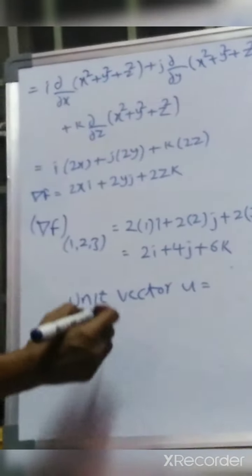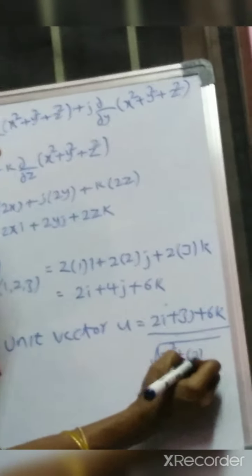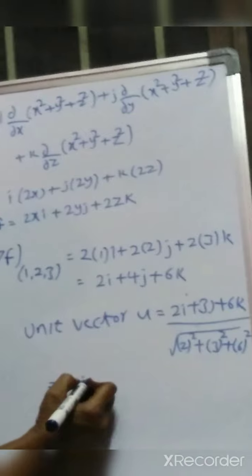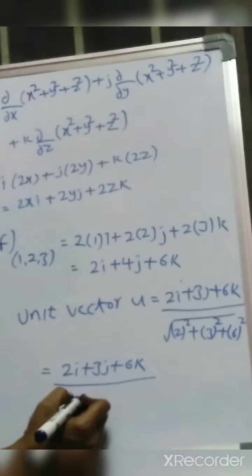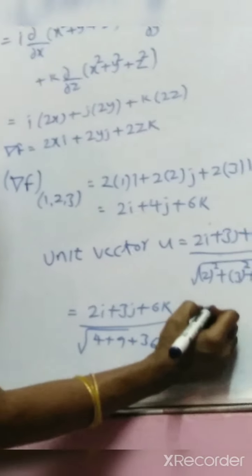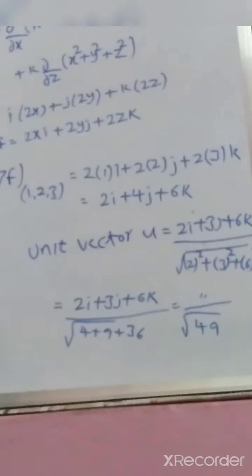Now we find the unit vector. The unit vector u is equal to the direction vector 2i plus 3j plus 6k divided by the square root of 2 square plus 3 square plus 6 square. That is 2i plus 3j plus 6k by root of 4 plus 9 plus 36, which is root 49, that is 7.